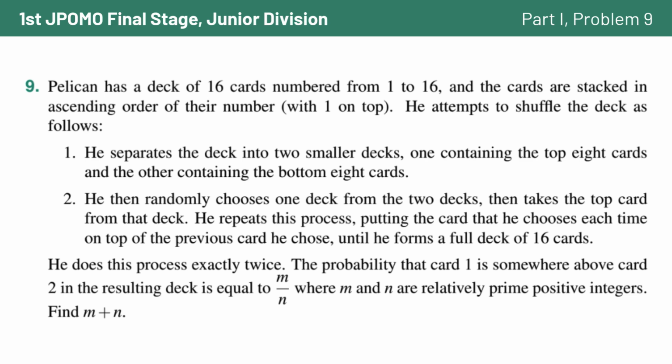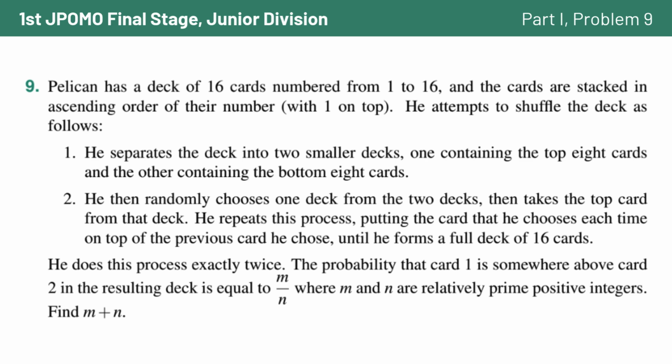This is the first JPOMO Final Stage Junior Division, Part 1, Problem 9, and the problem reads as follows. Pelican has a deck of 16 cards numbered from 1 to 16, and the cards are stacked in ascending order of their number with 1 on top. He attempts to shuffle the deck as follows.